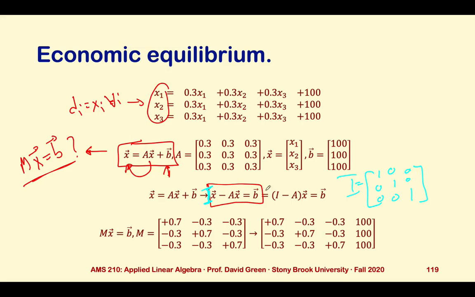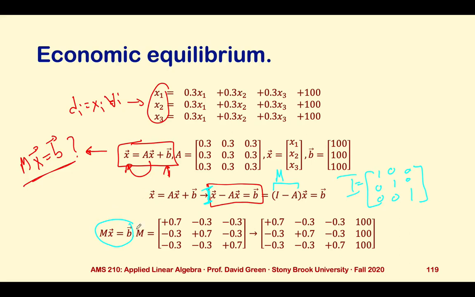Then we can factor out the x, and we have I minus A times x equals B, or exactly the form here, where this piece here is this matrix M. We've converted into a standard form that we know how to work with.